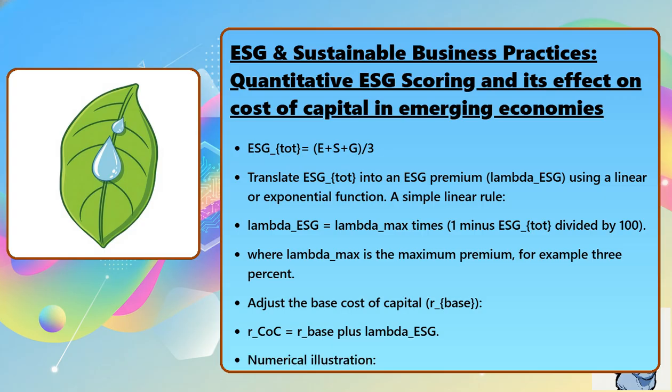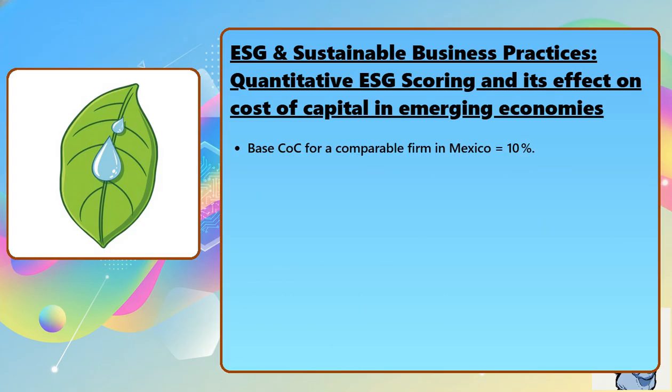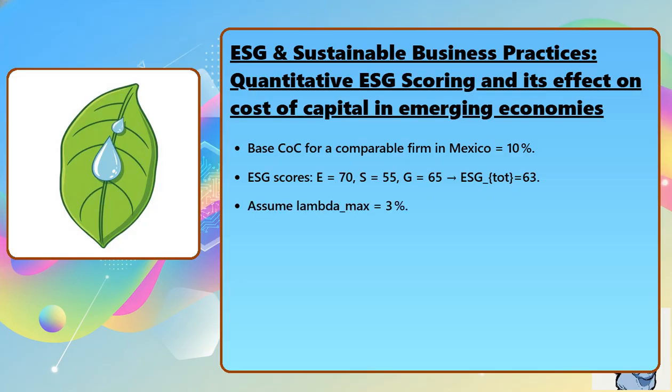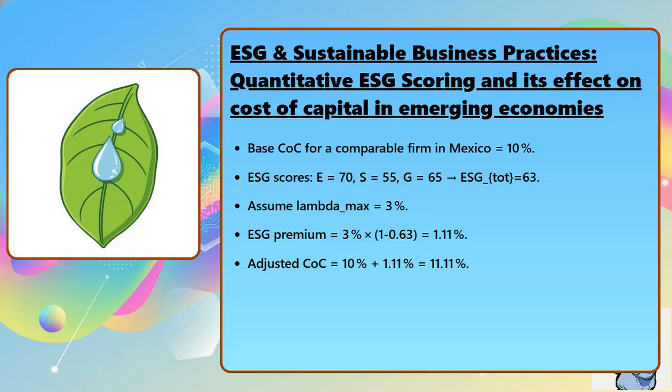Numerical illustration. Base cost of capital for a comparable firm in Mexico equals 10%. ESG scores E equals 70, S equals 55, G equals 65, resulting in ESG total equals 63. Assume lambda max equals 3%. ESG premium equals 3% times 1 minus 0.63 equals 1.11%. Adjusted cost of capital equals 10% plus 1.11% equals 11.11%.